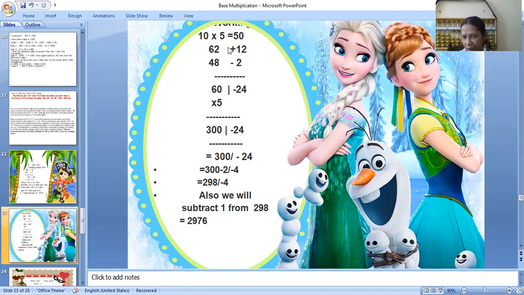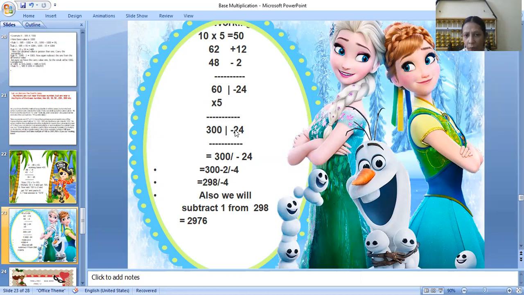And in the previous question, as you have seen, you have taken the working base 50. What is 50? 50 is 10 multiplied by 5. Here you have multiplied the basic base 10 with 5. So here you will multiply 60 with 5. You will get 300. Now this is 300 slash minus 24.